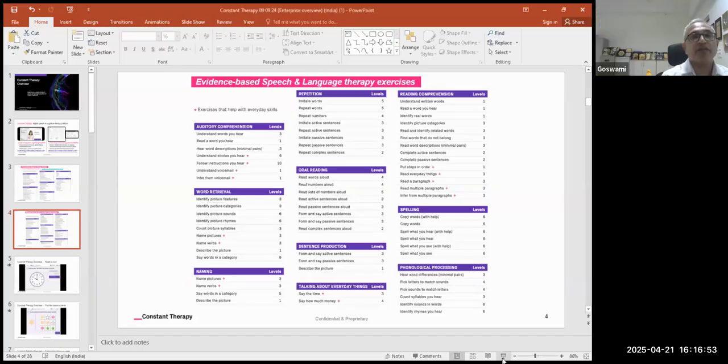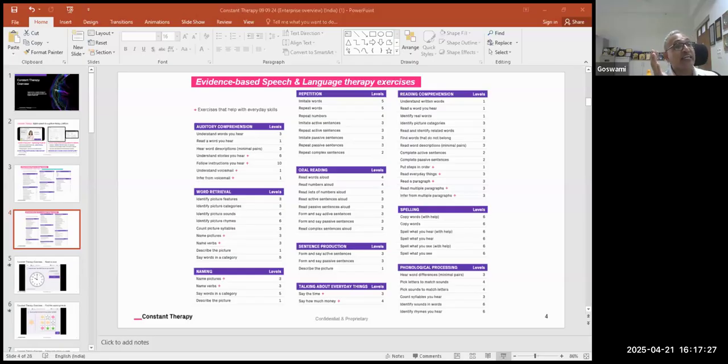Thank you. Okay. So basically, there are also activities to improve your speech language therapy exercises, like in terms of auditory comprehension, where the activities range from 1 to 10. There can be activities for word retrieval, from 1 to 6 levels. For word retrieval, we have been talking about identifying picture features, picture categories, picture sounds, rhymes, counting, and naming. We looked into naming. So naming can be with pictures.